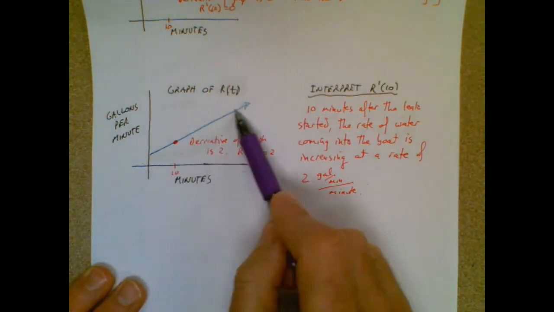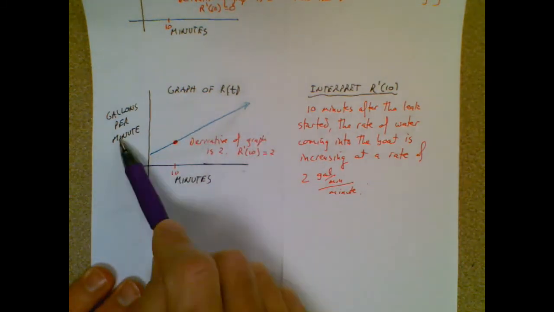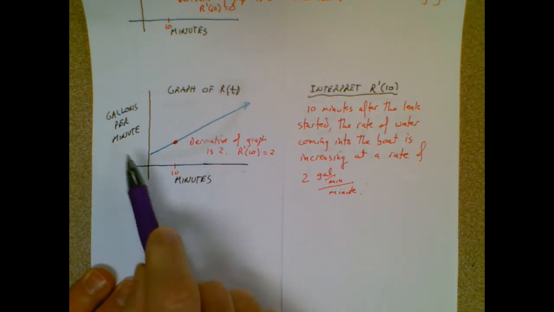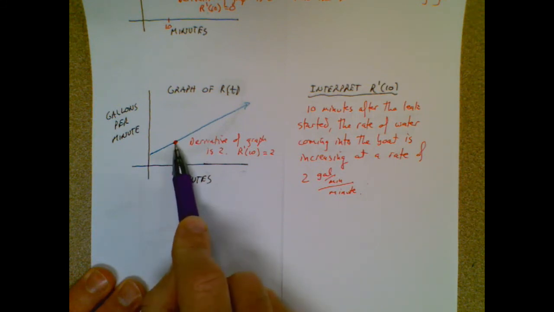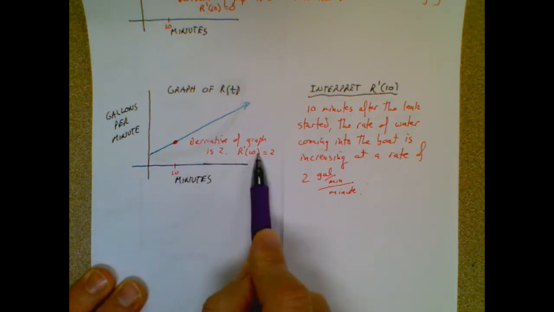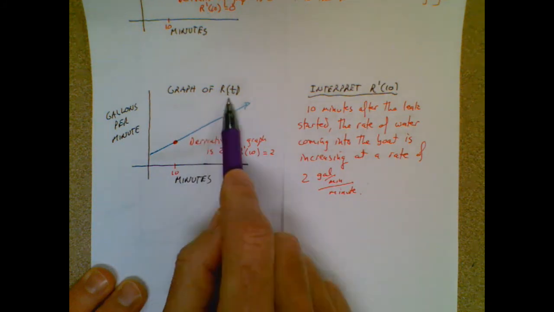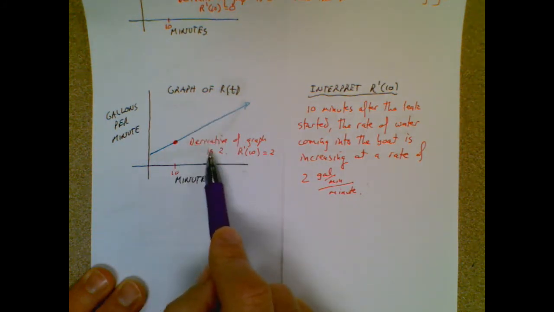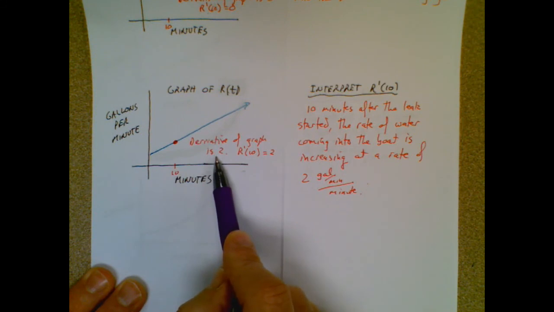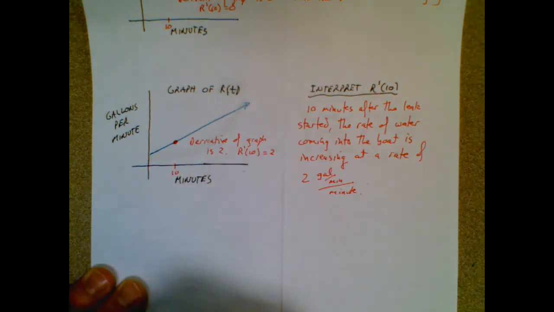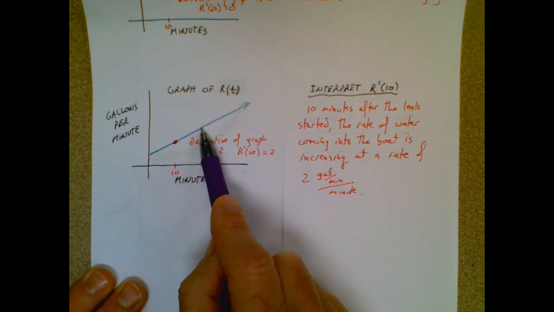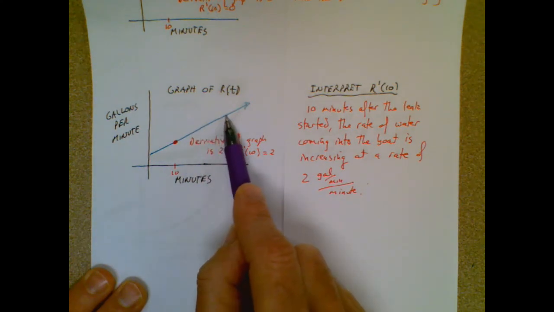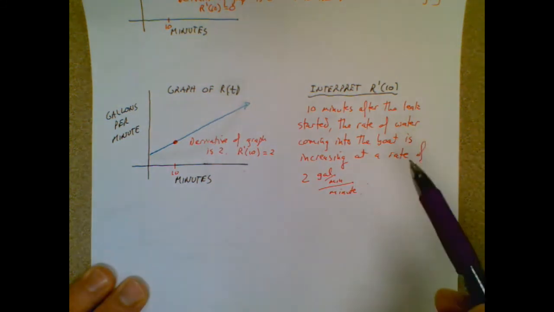We have a graph of r of t. R of t is the rate in gallons per minute that the water is coming into the boat over time. So if the derivative value here is 2, that means the rate at which water is coming into the boat is actually increasing. So not only is water coming into the boat, but it's coming into the boat at a greater rate here, and even a greater rate here, and even a greater rate here. So that could be trouble.